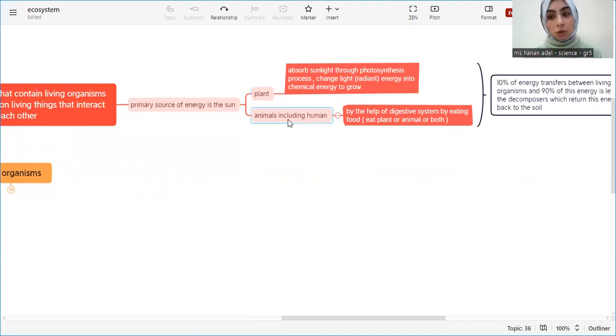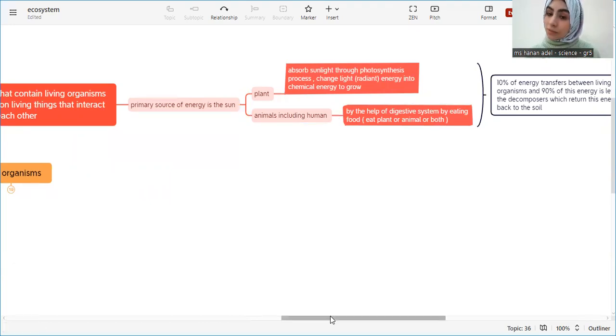But animals, including humans also, can't take the light energy directly and depend on it and not eat. We have to eat. So our digestive system will help us to digest this food and to have energy from this food. Eating plants, eating animals, or eating both of them, I don't care.